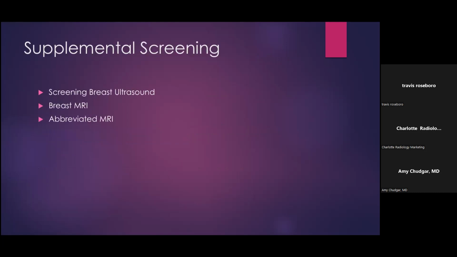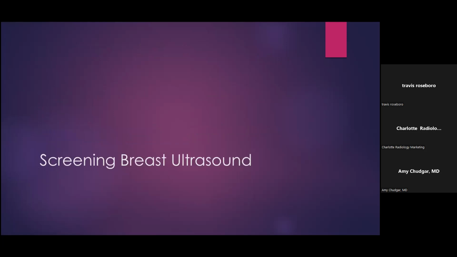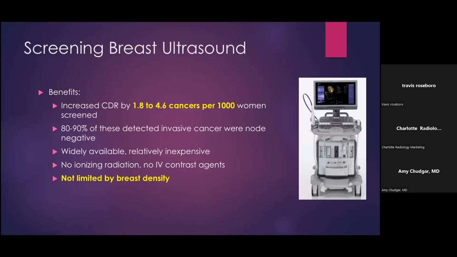So there's three main supplemental screening options. So there's screening breast ultrasound, and there's the full diagnostic breast MRI, and then abbreviated breast MRI. So we'll start with screening breast ultrasound. So screening breast ultrasound is where essentially we have a technologist who is going to do a very detailed ultrasound of both breasts. And again, these are all supplemental. So these are going to be screening modalities that are done in addition to somebody who's had a screening mammogram.